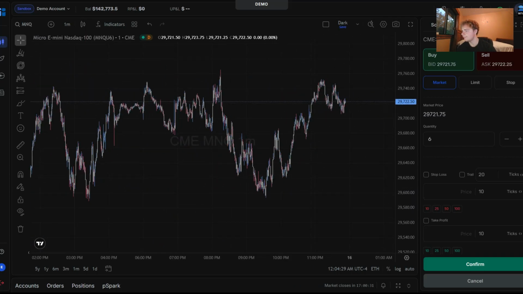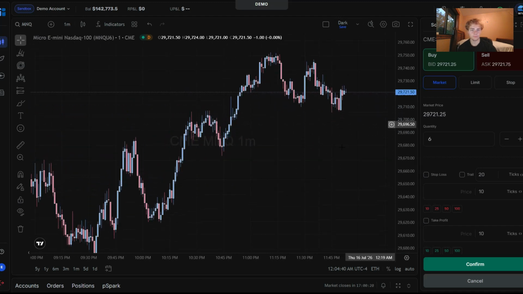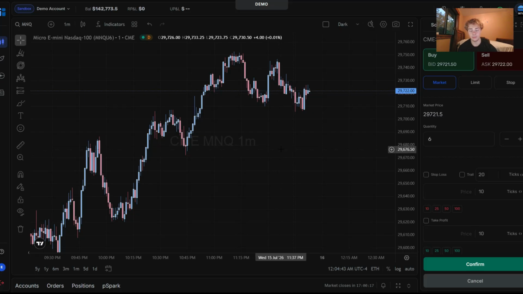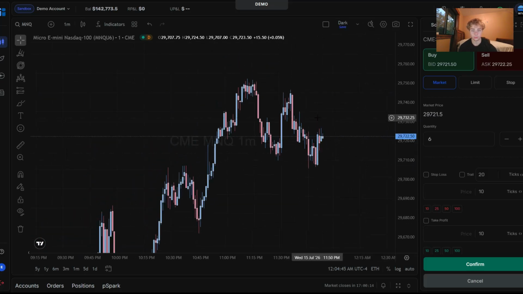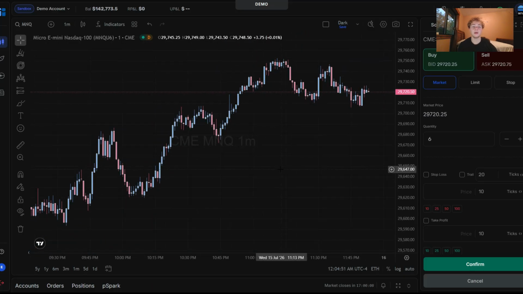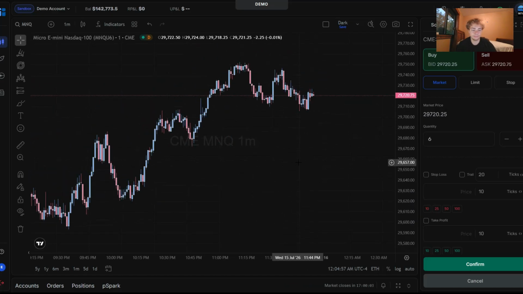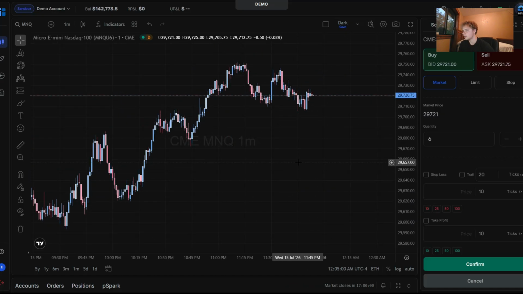So, yeah, those are imbalances, inverse fair value gaps. Great confluence for continuation, and inverse fair value gaps can be a great confluence for reversals. But always make sure you have a good understanding of context and bias and what else is going on in the market. But yeah, I think that is all I have for now. Talked about drawing tools, indicators, and imbalances. So hopefully you guys have a good understanding of that.